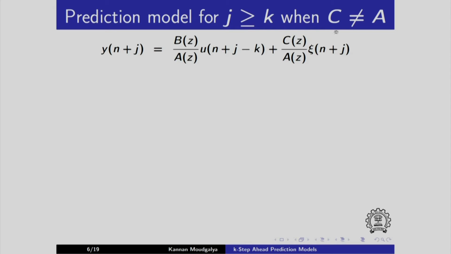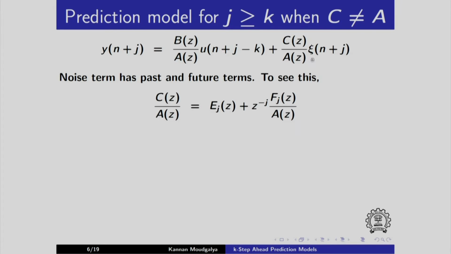What will happen when C is not equal to A? Let us take the case of C not equal to A and let us take j to be greater or equal to K. This term, the last term, has both past and also future noise effects. Why is that? Because this polynomial C has z power minus 1 and its powers. As a result, some of those factors could take this back in time. To see this more concretely, let us divide C by A and write it in this fashion.